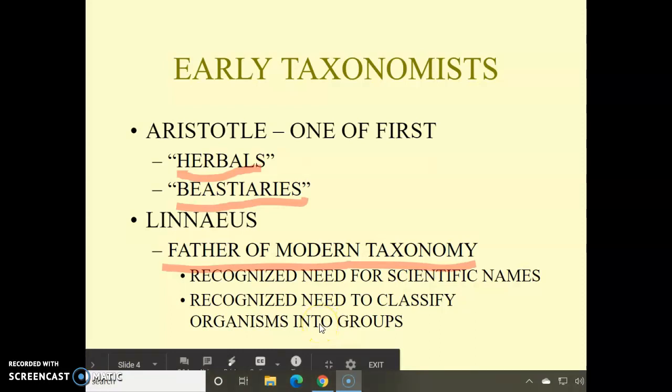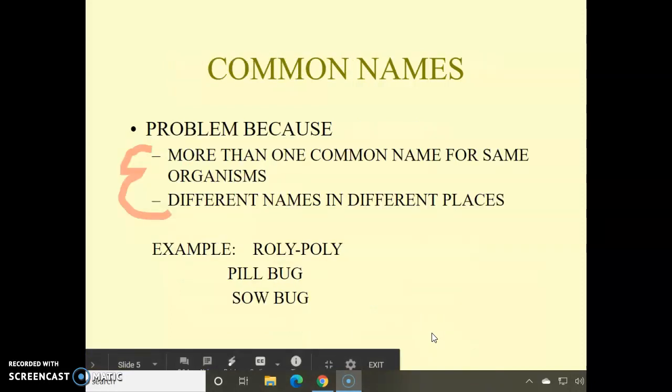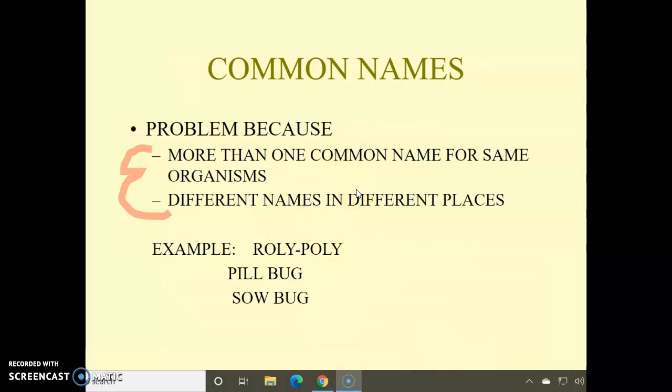We've got common name versus the scientific name. So what is the problem? Underneath common name, it's a problem because there's more than one common name for organisms, and there are different names in different places. We call it a roly-poly. If you ever played outside, you touch that little thing. It's kind of a little worm-looking thing, and it rolls up in a ball. That's why we call it a roly-poly.